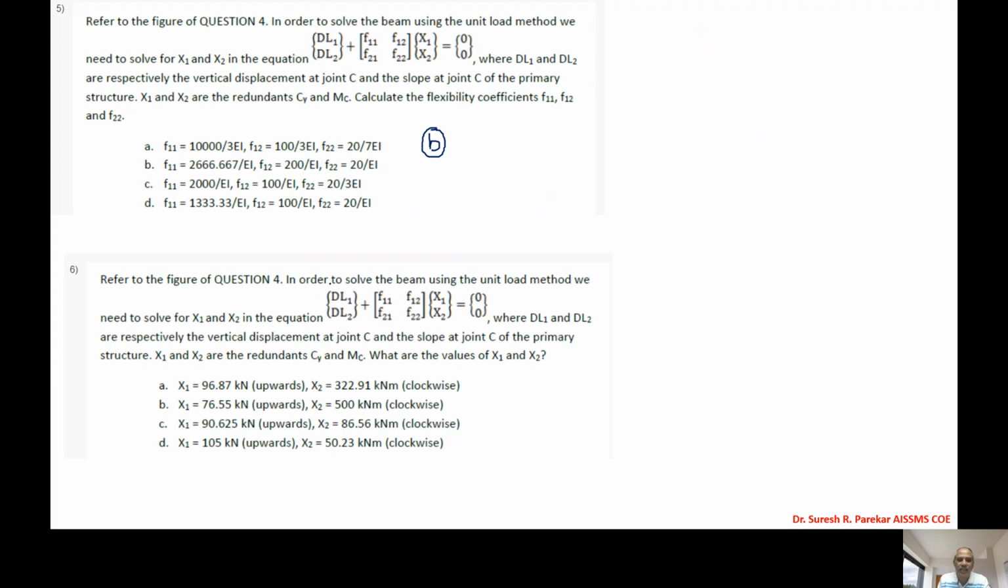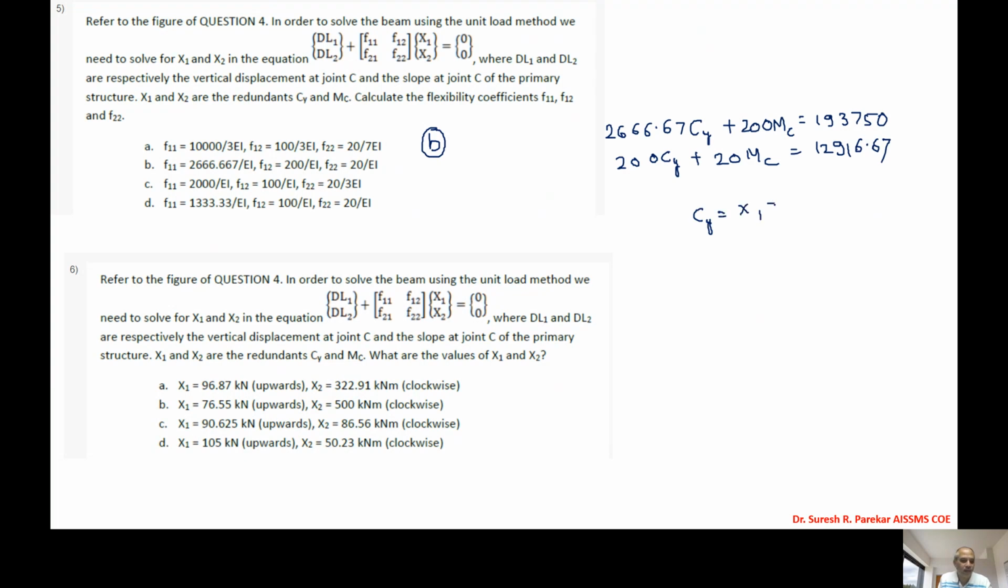Now we will go to question 6. Now in question 6 we have to solve this. F11 we have 2666.67, that is Cy, then we have plus 200 Mc, and we have dq1 that is equal to, we are taking on right side, so 193750, then we have 200 Cy, then plus 20 Mc, and that is equal to 12916.67. Solve these two equations simultaneously.